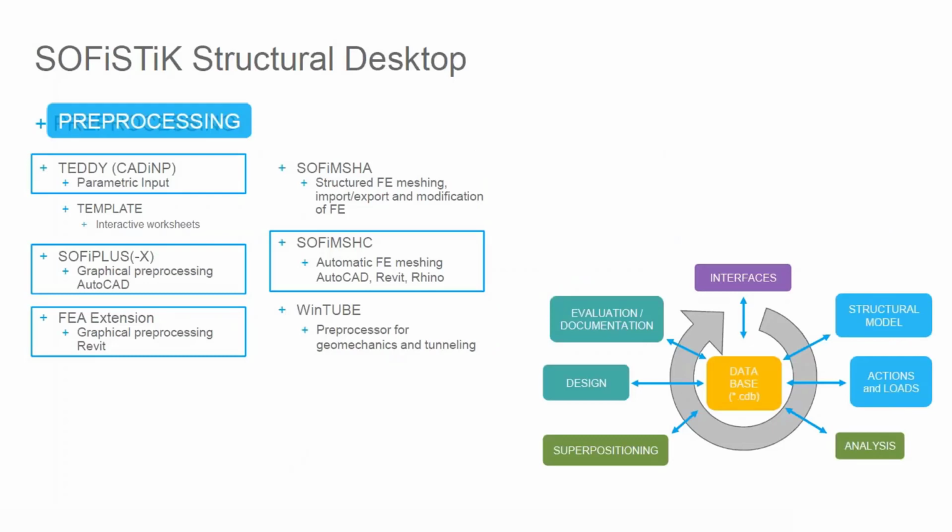The most important modules when starting to use SOFiSTiK for preprocessing are the TEDI, also called CADINP. It's the parametric input. SOFiPlusX is an application on top of Autodesk AutoCAD and one of the graphical preprocessors. The FEA extensions is the interface for the graphical preprocessing in Revit. SOFiMesh is a module and is responsible for doing all the meshing work for you using the graphical preprocessing applications based either on AutoCAD, Revit or Rhino.